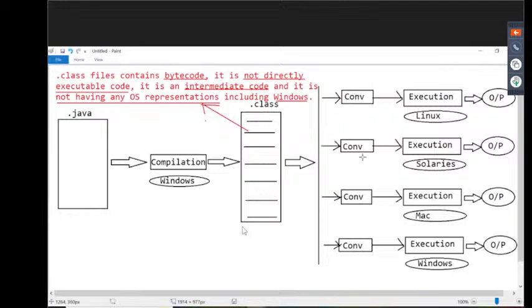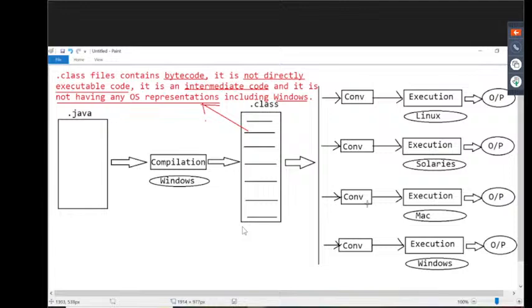So when converters are available, automatically our program is executed in multiple operating systems or not? Automatically our program is converted to the local operating system representations. Finally, our program will be executed in multiple operating systems. Yes, it is possible. If it is possible, then Java is a platform independent programming language. Yes, Java has provided this type of converters. Now Java can run under all the operating systems.